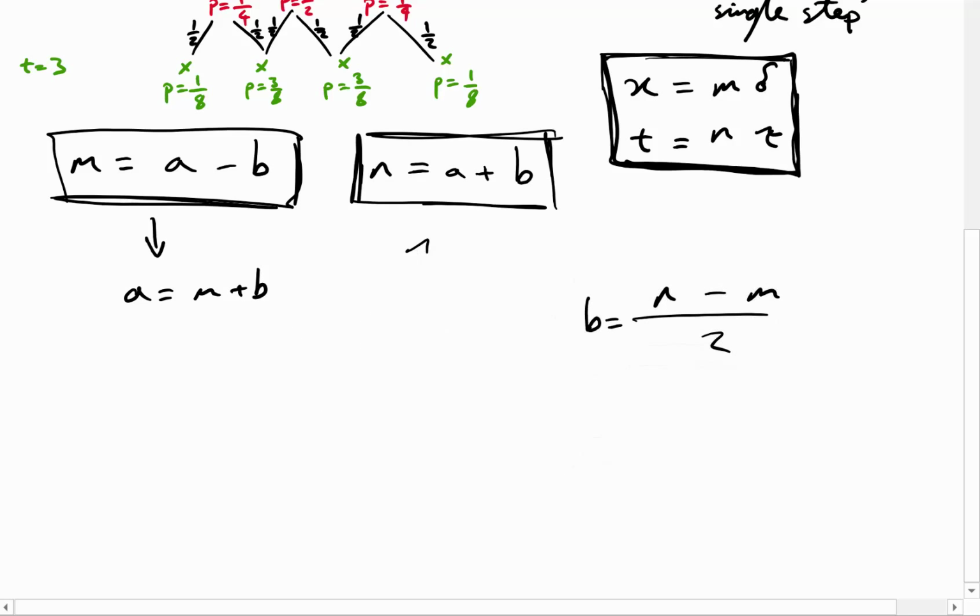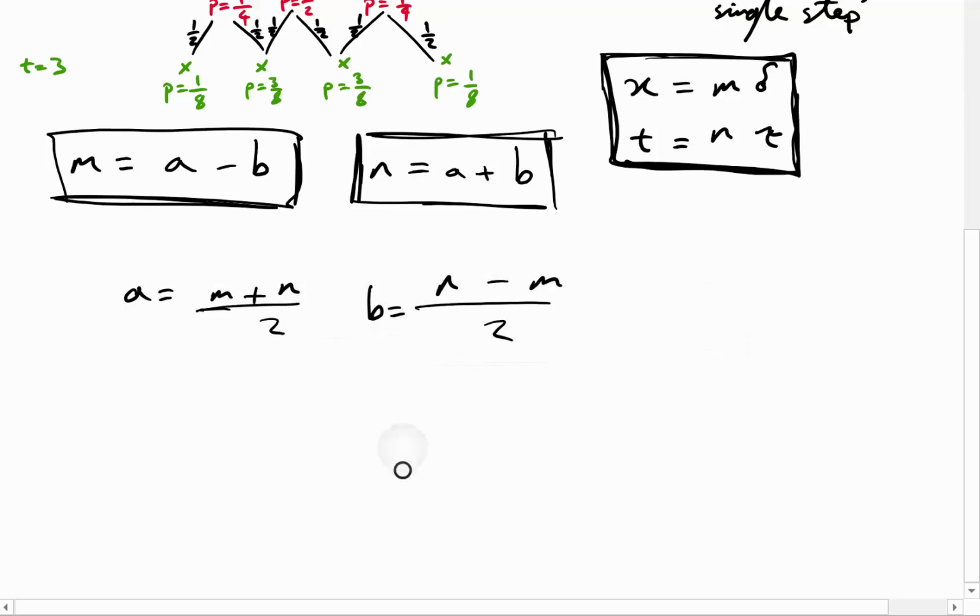And a: I now know that a is equal to m plus b, and b is equal to n minus m over 2. So if I do a little bit of algebraic fraction work and multiply m by 2 over 2, so it's over the same denominator, I end up with 2m minus m, so I just end up with m plus n over 2. So a is n plus m over 2. These are now my two things which I'm after.